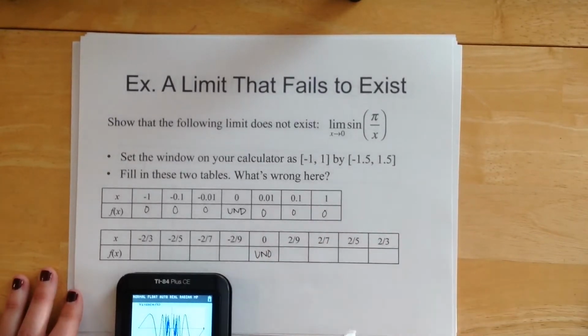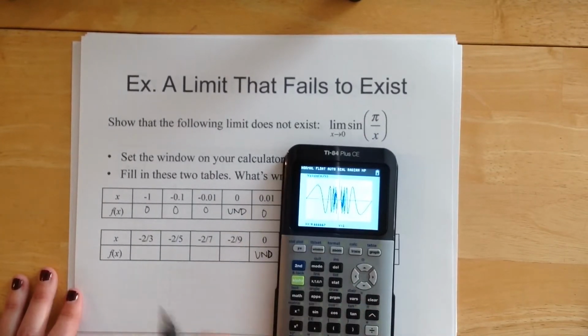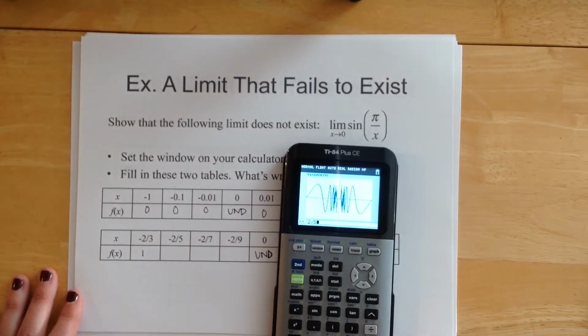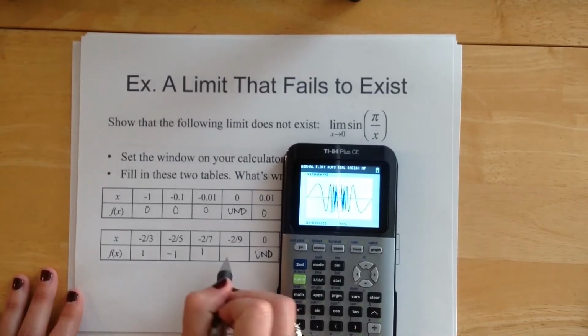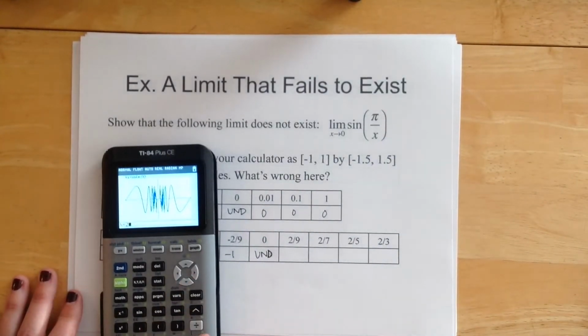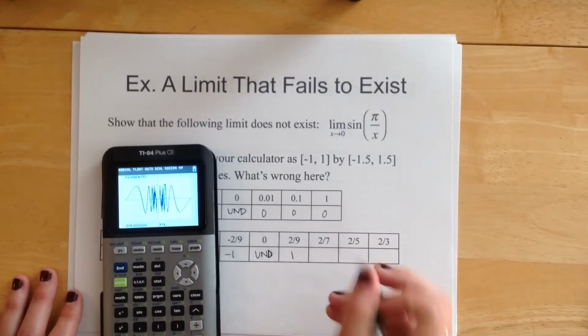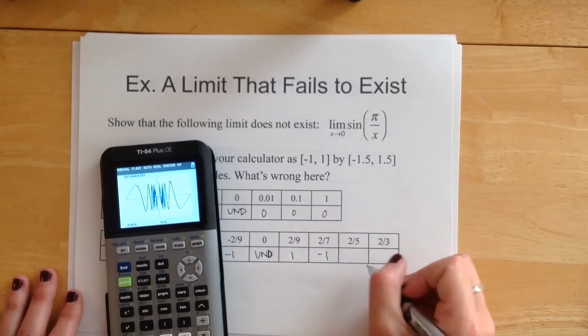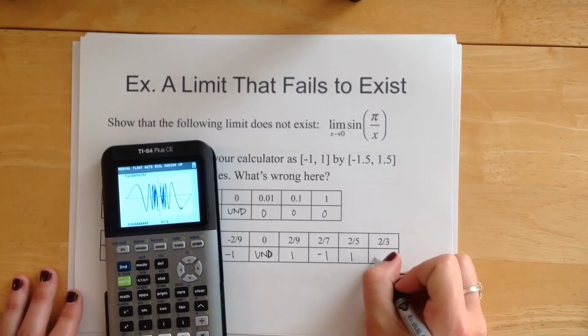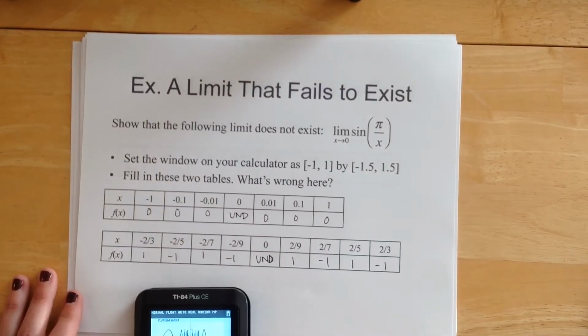Okay? But now if I fill in this table where I have x values that are also in the neighborhood of 0 and approaching, oops, that's a D. Okay, so if I type in -2/3, I get y is equal to 1. -1, 1, -1, 1, -1, 1, -1. Okay, so look at what's happening.